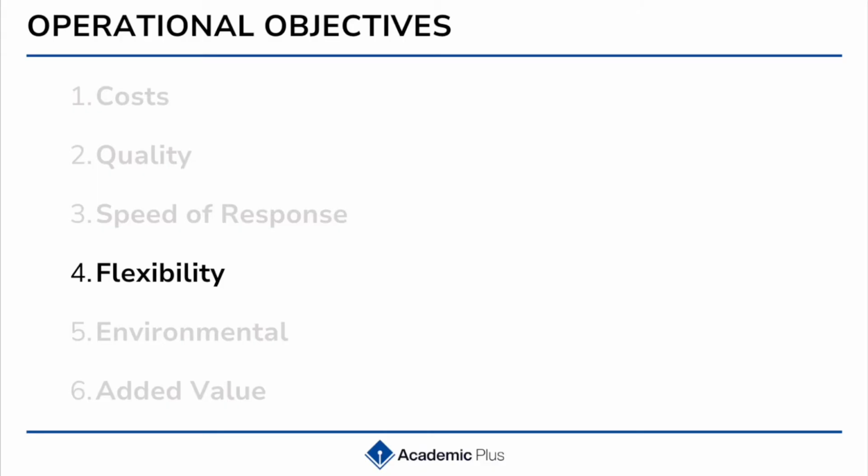The next operational objective that we have is flexibility, and this is the ability of a business to quickly adapt its processes and production to changes in demand, customer preferences, or any other external factors. It basically looks at how quickly the operational department can react, because the aim is to continuously meet customer needs more effectively. Flexibility will be an important operational objective for businesses who operate in a dynamic market, which is just a market that is characterized by lots of change.